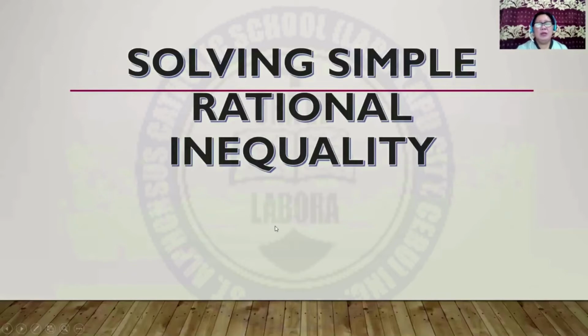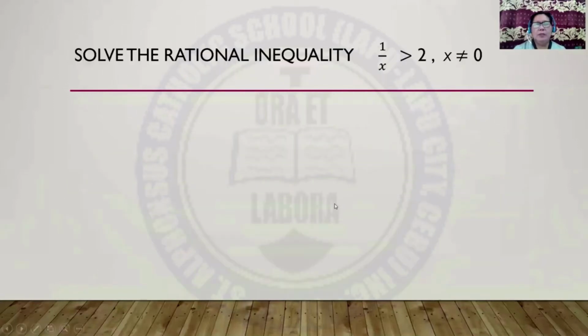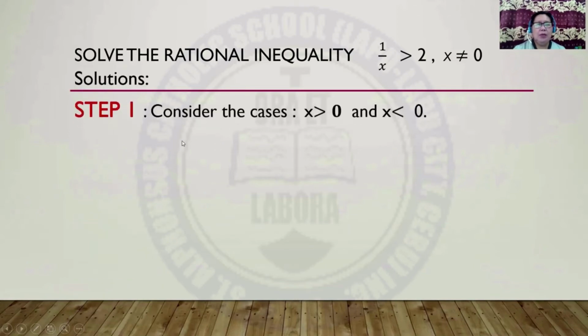Let us solve now rational inequality. Let us start with the simple rational inequality. Let us now solve the simple rational inequality 1 over x is greater than 2. Take note that x is not equal to 0, or else the inequality becomes undefined. Solutions. For step 1, we have to consider two cases. First, x is greater than 0, and the other is x is less than 0.